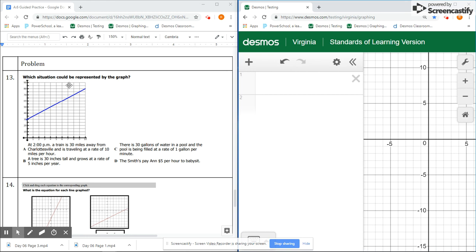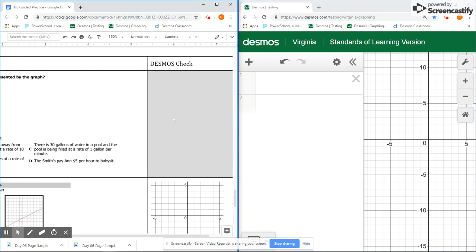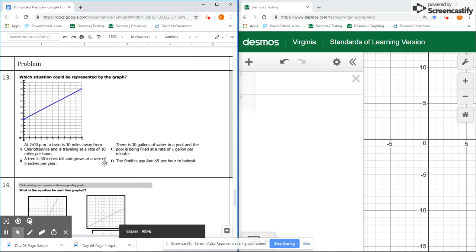Number 13, which situation could be represented by the graph? So you need to read each of these options and think which situation would make the most sense for that graph there. Okay, so go slowly on this one. Think of each situation, and remember that even though we can't check this on Desmos, for this one, give me a little explanation as to why you think you selected the correct answer.